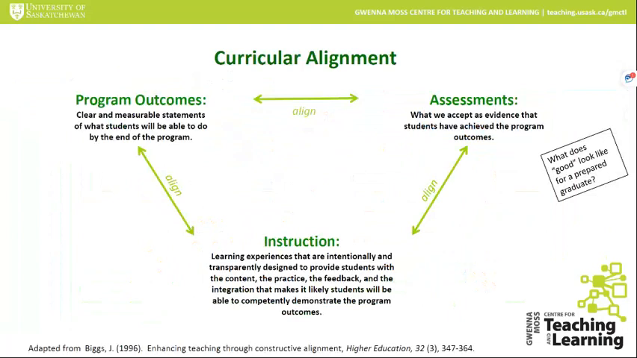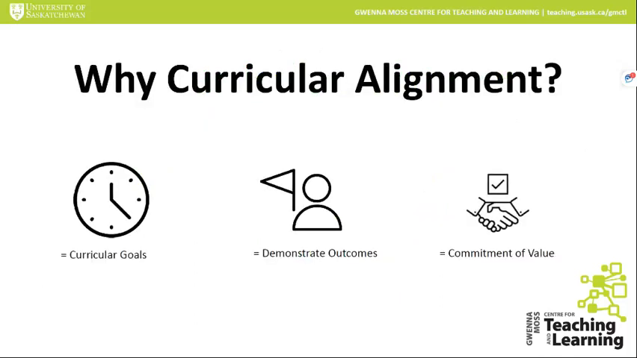In short, curricular alignment occurs when you set a clear target for what your graduates can do. Then you design learning so that learners are likely to do it, and design assessments that check to see if learners can do what you intended. So why do we use curricular alignment? Because we want the time we spend teaching and the time our learners spend learning to be likely to result in the goals we declared for our program.